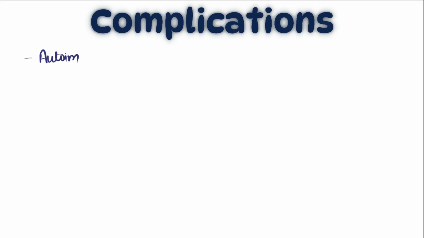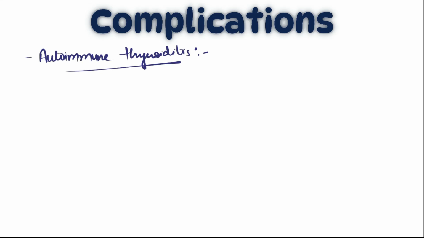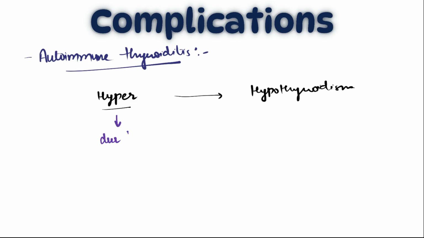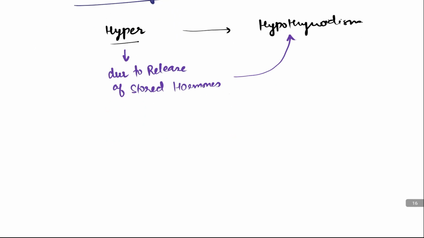Complications: in case of autoimmune thyroiditis, it may lead to either hyperthyroidism or, more commonly, hypothyroidism. The hyperthyroidism is due to the release of stored thyroid hormone, and this may be the initial phase for a very short period of time, then followed by hypothyroidism.